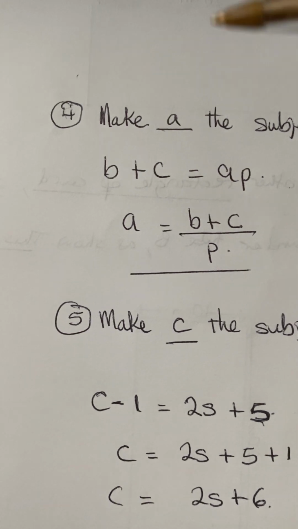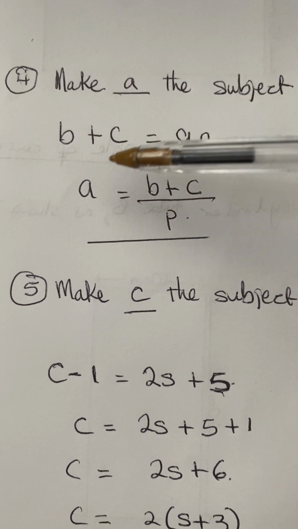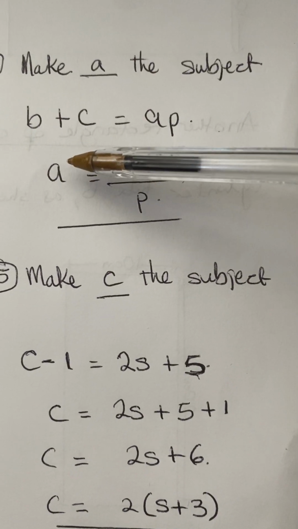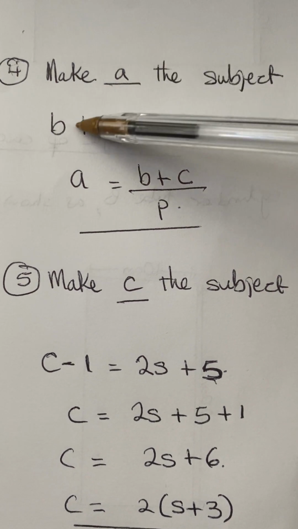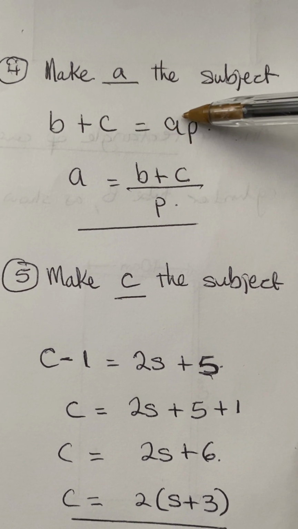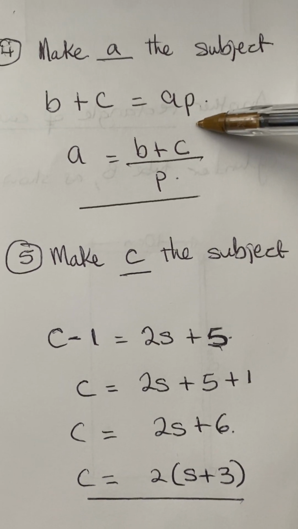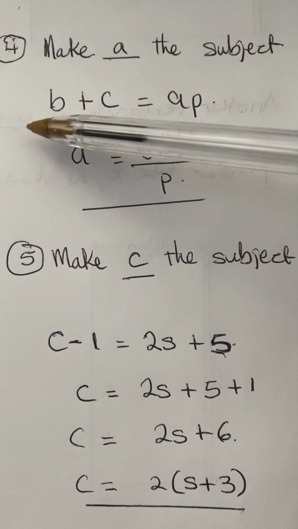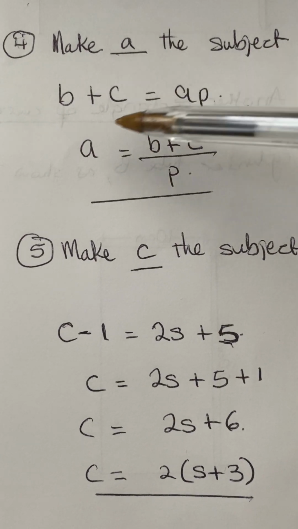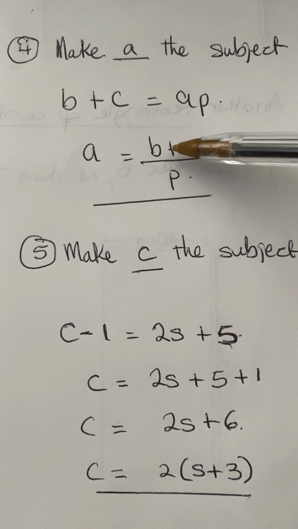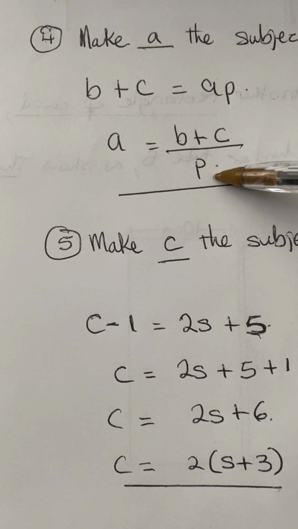Now 4, make a the subject. So now we are expecting an answer which will be a equals something. This is straightforward because we only need to get rid of p. P is multiplying, so if we divide both sides, we can get rid of the p. So a will be b plus c for our numerator all over p.